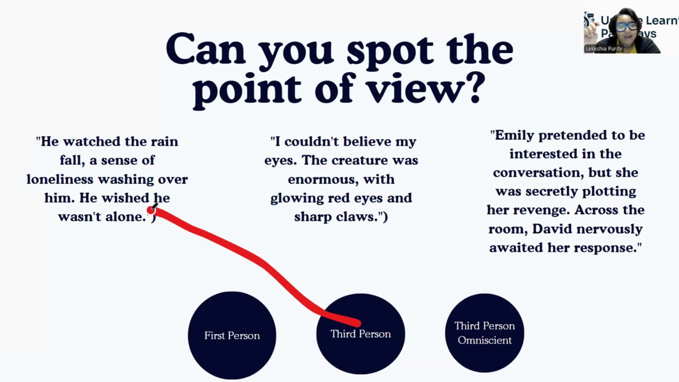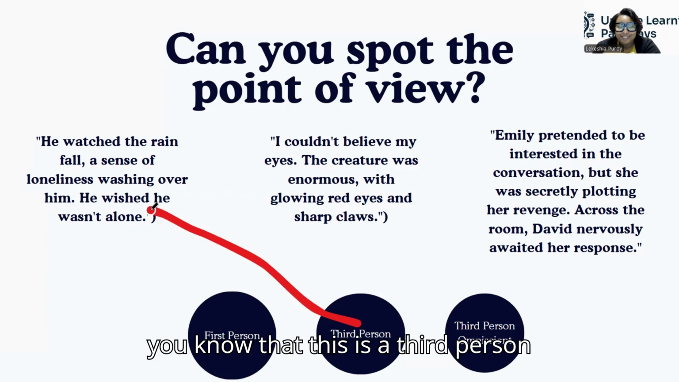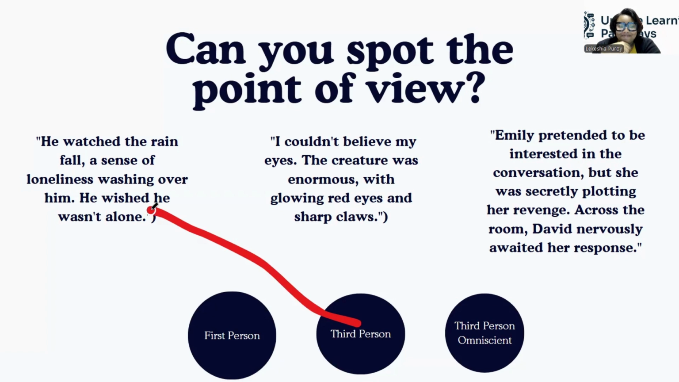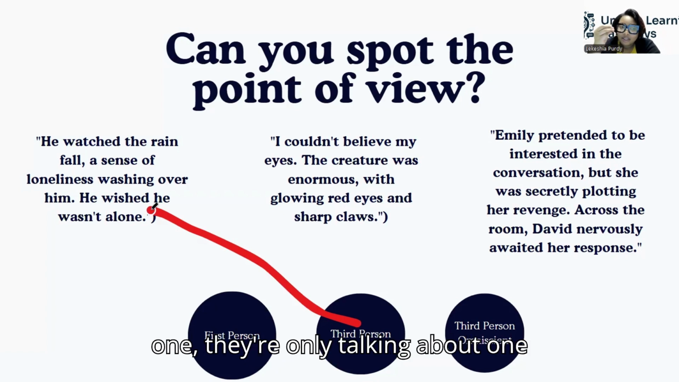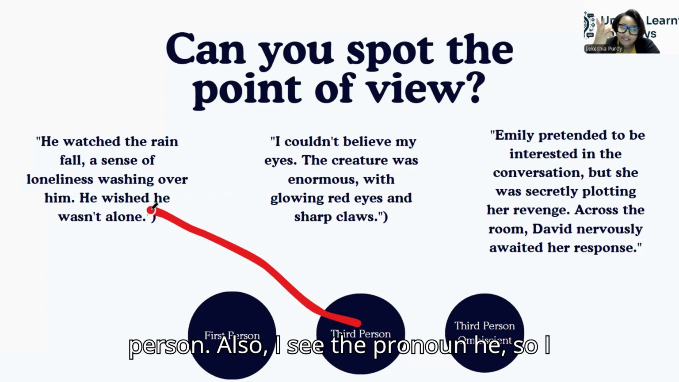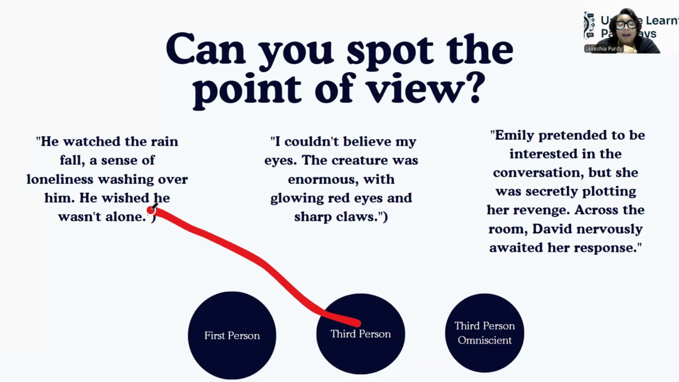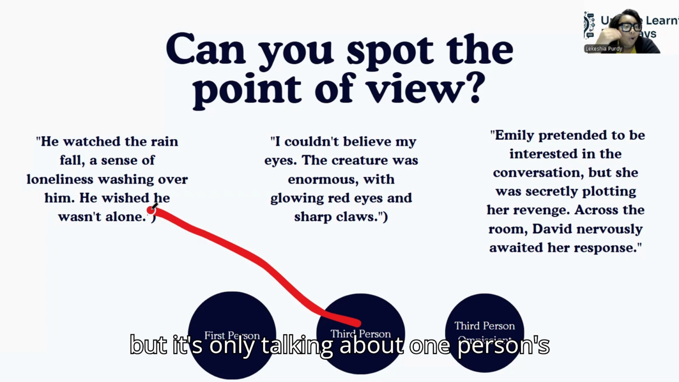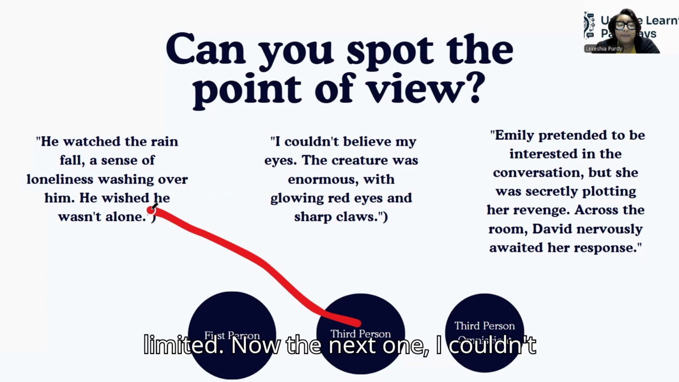All right, now I want to know, how do you know that this is a third person limited? I can tell you one way I know. I know that it's third person limited because one, they're only talking about one person. Also, I see the pronoun he, so I assume that it is third person. But it's only talking about one person's thoughts and feelings. So that let me know right there that it's third person limited.